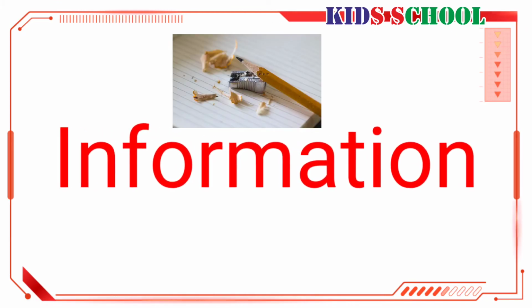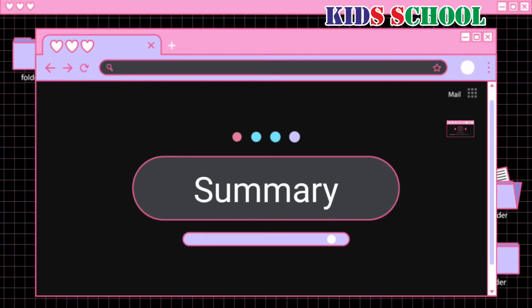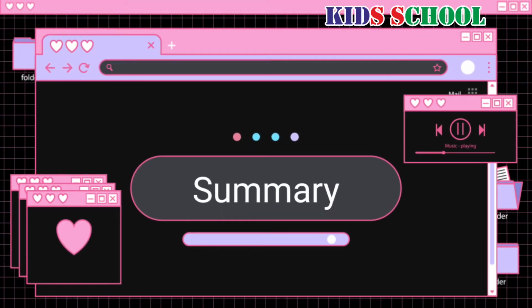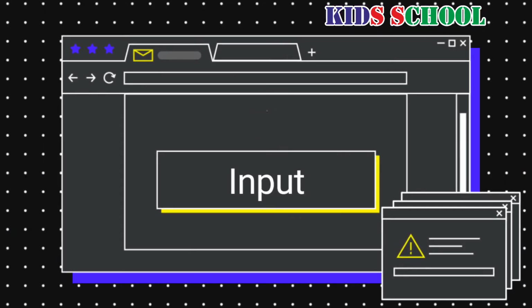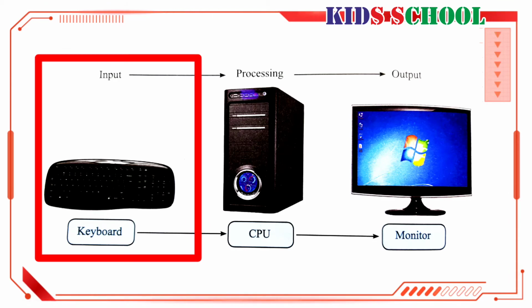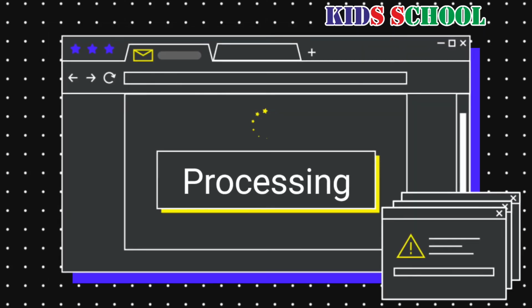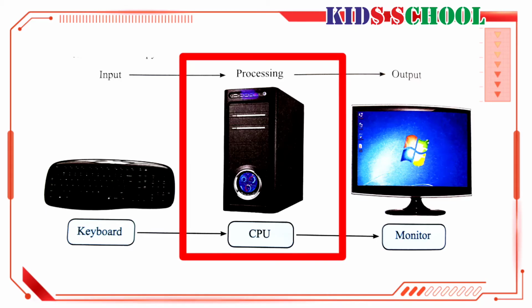For example, sharp pencil. The working of a computer can be summarized in 3 steps as we learned with an example. Number 1, input. Data and instructions are given to the computer using an input device such as keyboard and mouse. Number 2, processing. After giving instructions, the computer processes the data and converts it into information by solving the problem. The processing is done in the CPU, Central Processing Unit.